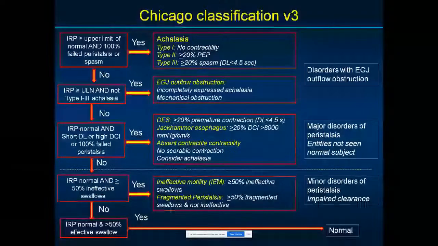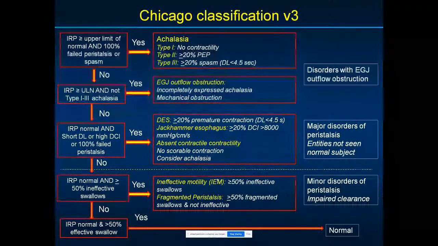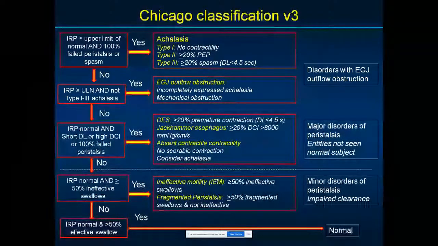If there is no contractility, this is type 1 achalasia. If there is pan-esophageal pressurization, this is type 2 achalasia. And if there is a segmental spasm with a distal latency less than 4.5 seconds, this is type 3 achalasia.